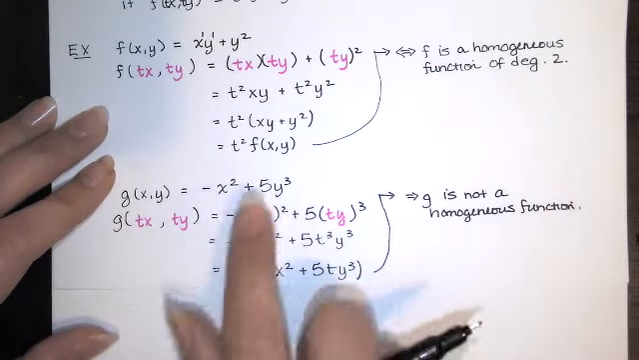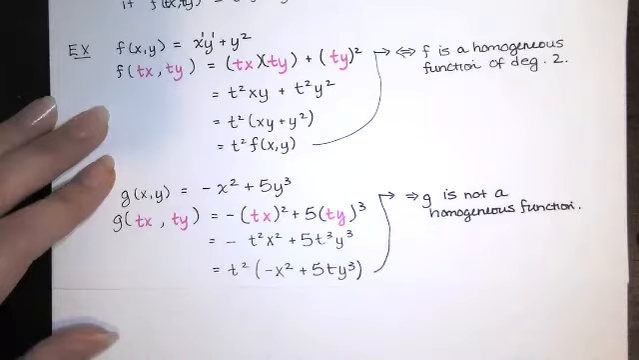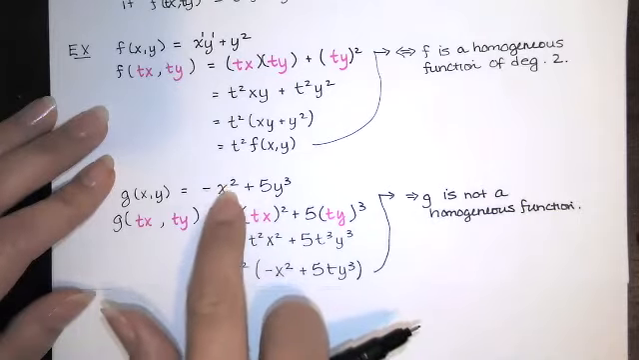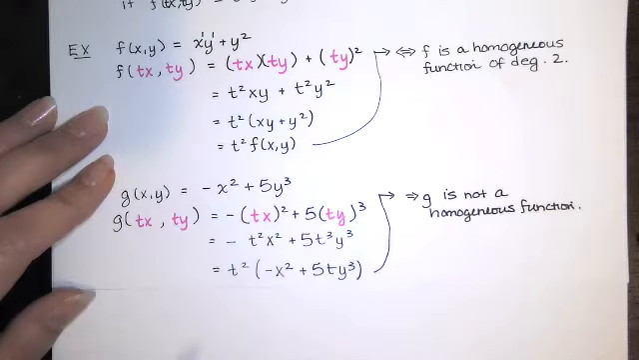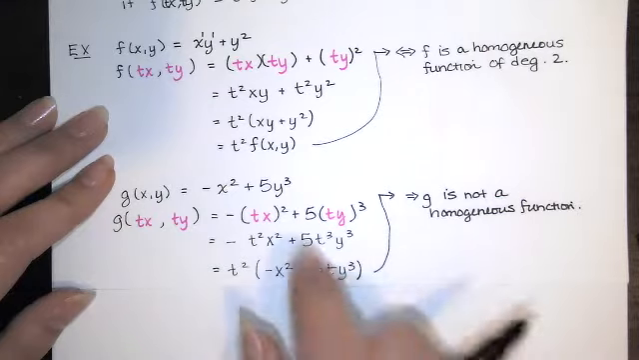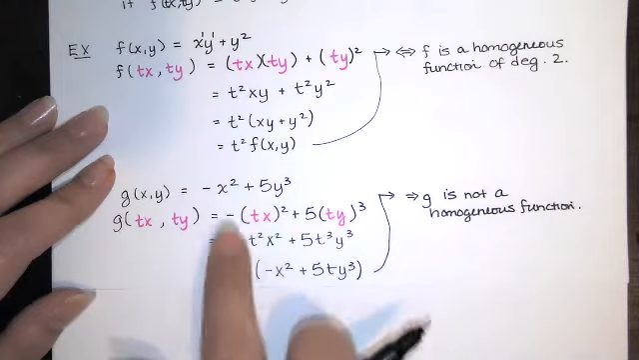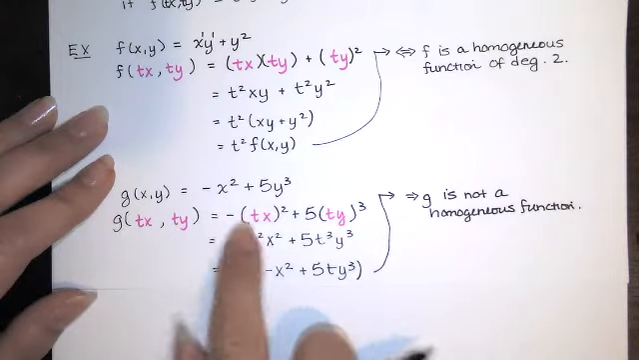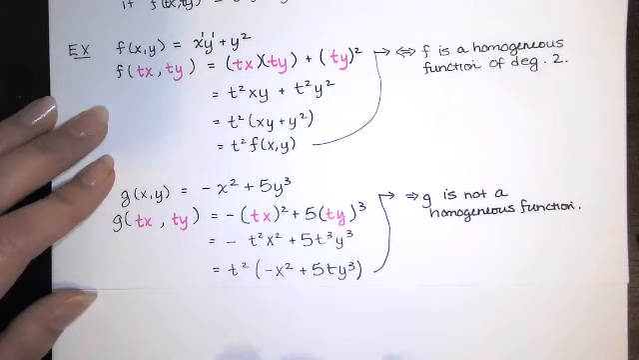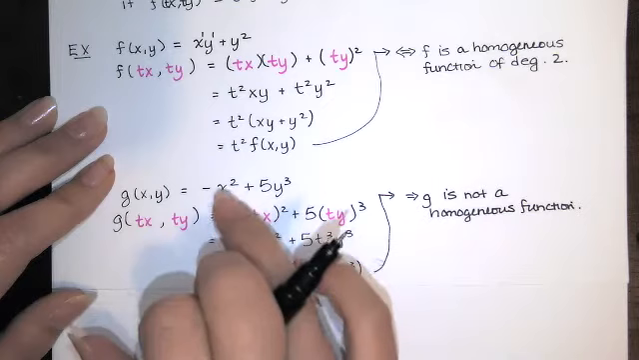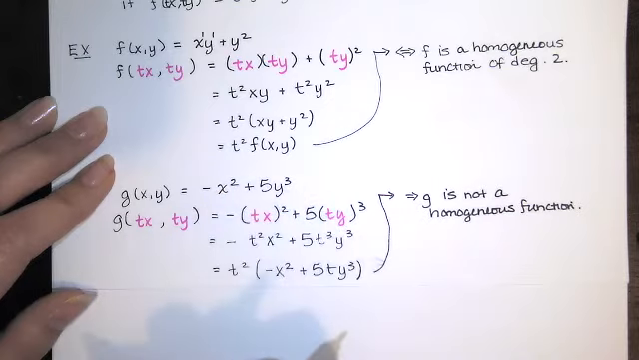Now, when I look at this, I think it's not a homogeneous function. And the way that I know is that this is a degree 2 term, so it's going to have a t squared in it after I substitute tx for x. And that's a degree 3 term. It's going to have a t cubed in it. So if that's degree 3 and that's degree 2, the whole thing is not a homogeneous function of a single degree. It's not a function of degree 2, because this one has degree 2 and that one has degree 3. So g is not a homogeneous function at all.